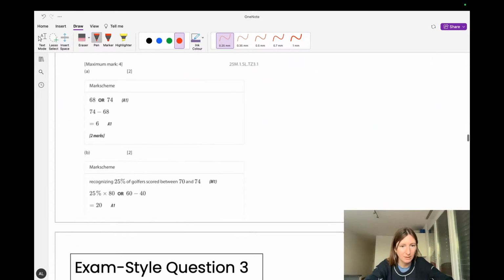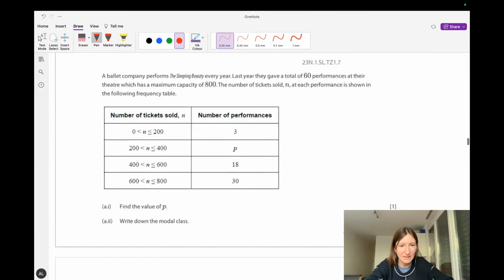Right. There we go. Nothing crazy in the mark scheme. How are we doing for time? 2 minutes. Let's see. Maybe we can do one more.